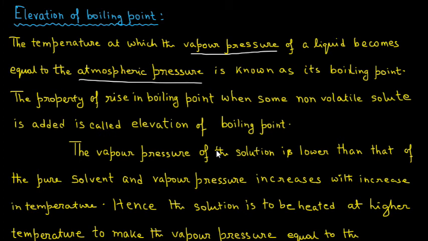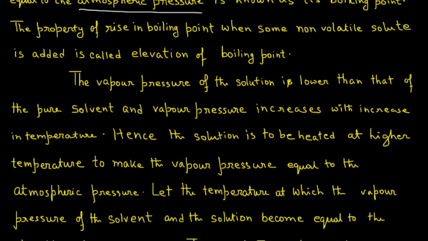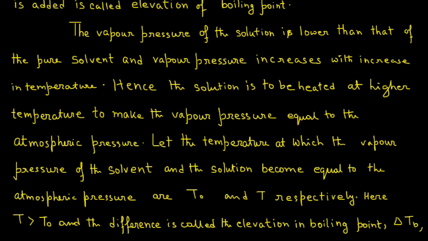The vapor pressure of the solution is lower than that of the pure solvent, and vapor pressure increases with increase in temperature. Hence, the solution has to be heated to a higher temperature to make the vapor pressure equal to the atmospheric pressure. So what happens here? The vapor pressure of the solution is lower than that of the pure solvent, and hence the solution is heated to a higher temperature to make the vapor pressure equal to the atmospheric pressure.